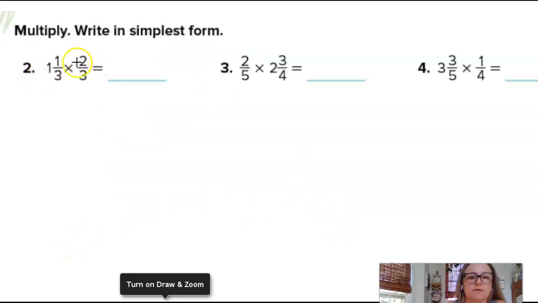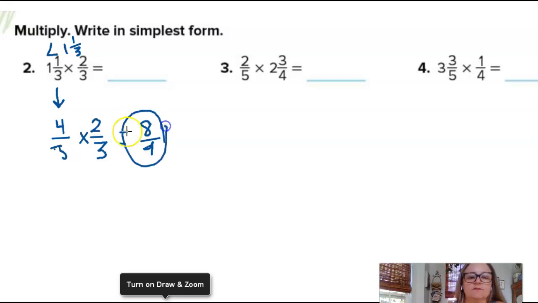Here's some examples. 1 1/3 times 2/3. Well, I know it's going to be less. This is going to be less than 1 1/3 because I'm not timesing it by at least 1. So I have to make this an improper fraction as 4/3. And then we're going to times it by 2/3, and we get 8/9. These are 1 away from each other, so I know I'm done. I knew it was going to be less than 1. So I'm put my answer as 8/9.